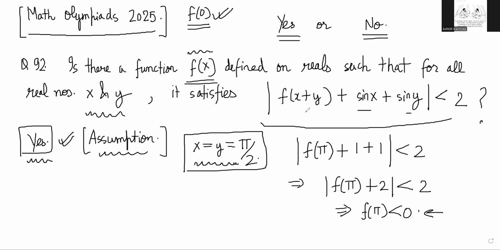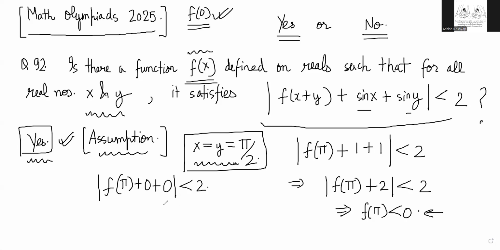f of pi. So sir, we will take pi and 0 again, right? We can do that, but is that giving us something nice? For example, if you put pi and 0, you'll get f of pi plus 0 is less than 2, but that is obvious. No, it is not obvious actually.